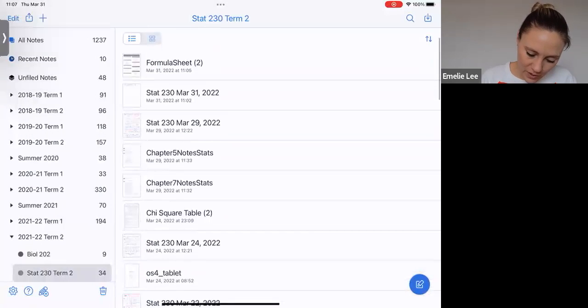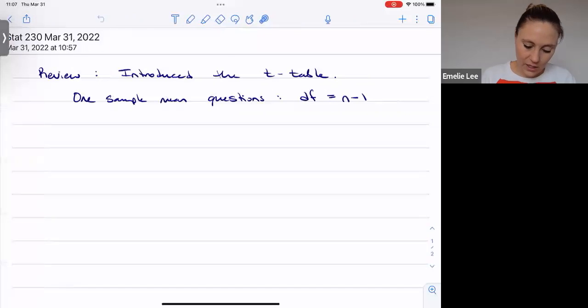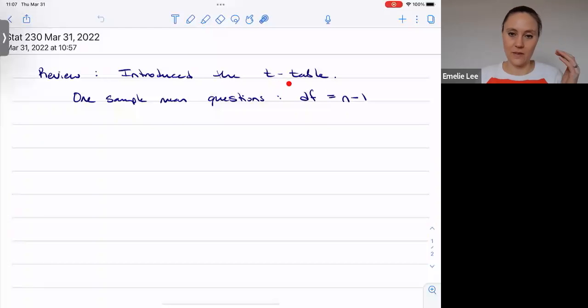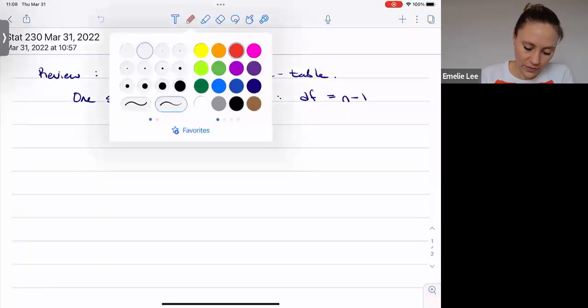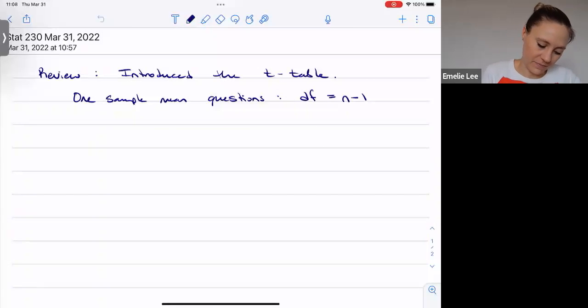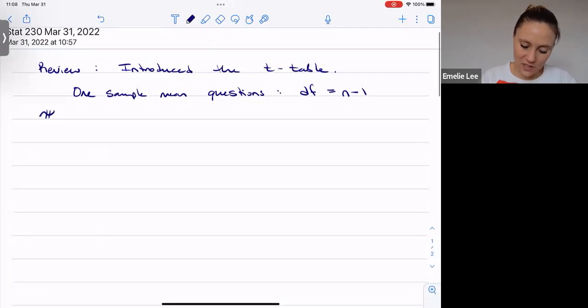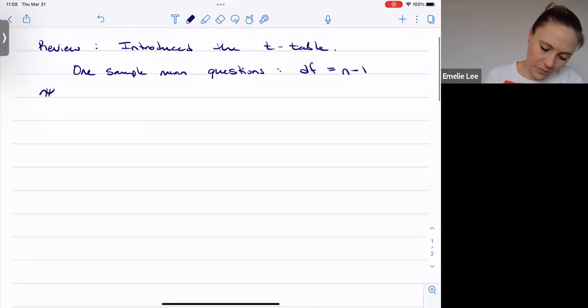All right, so let's see here. So we talked about the T table, and then for 1 sample means questions, the degrees of freedom is going to be n-1. And so that's kind of, I guess, the end of the review. It was just on Tuesday, so not a lot of time has passed. So let's just jump right into it, okay?